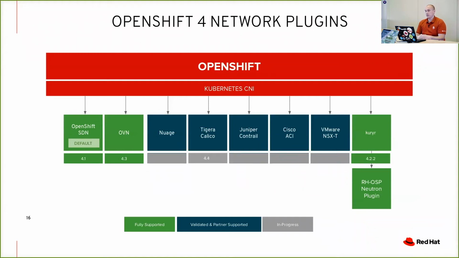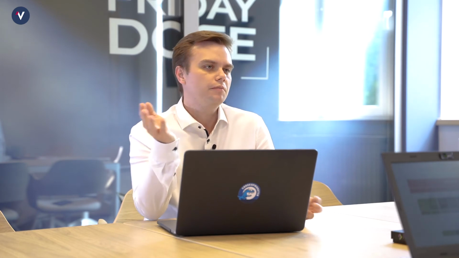And then there is a number of third-party validated plugins. Currently, you can see on the picture only Calico has passed the certification and validation and is fully supported in OpenShift, but it will be followed soon by other popular SDN or CNI plugins, as you can see on the picture.